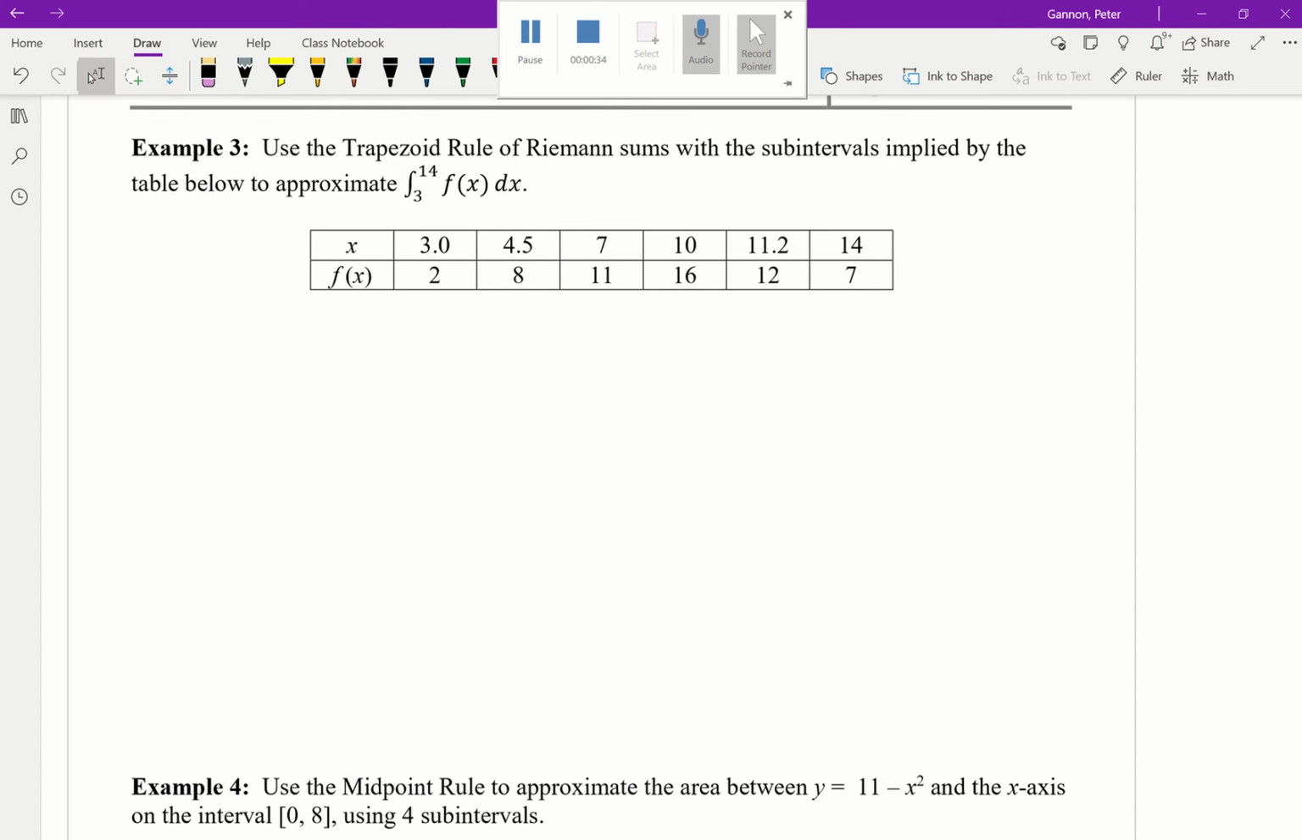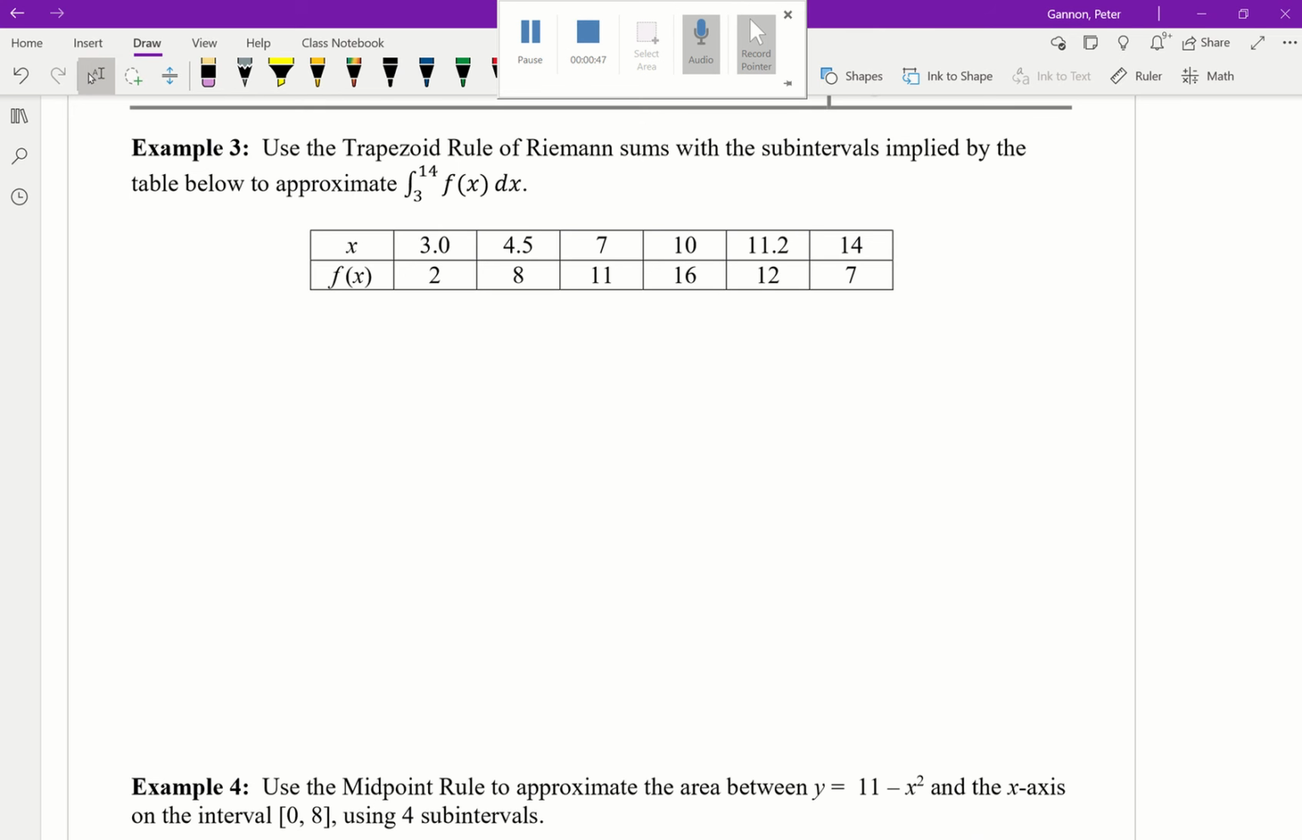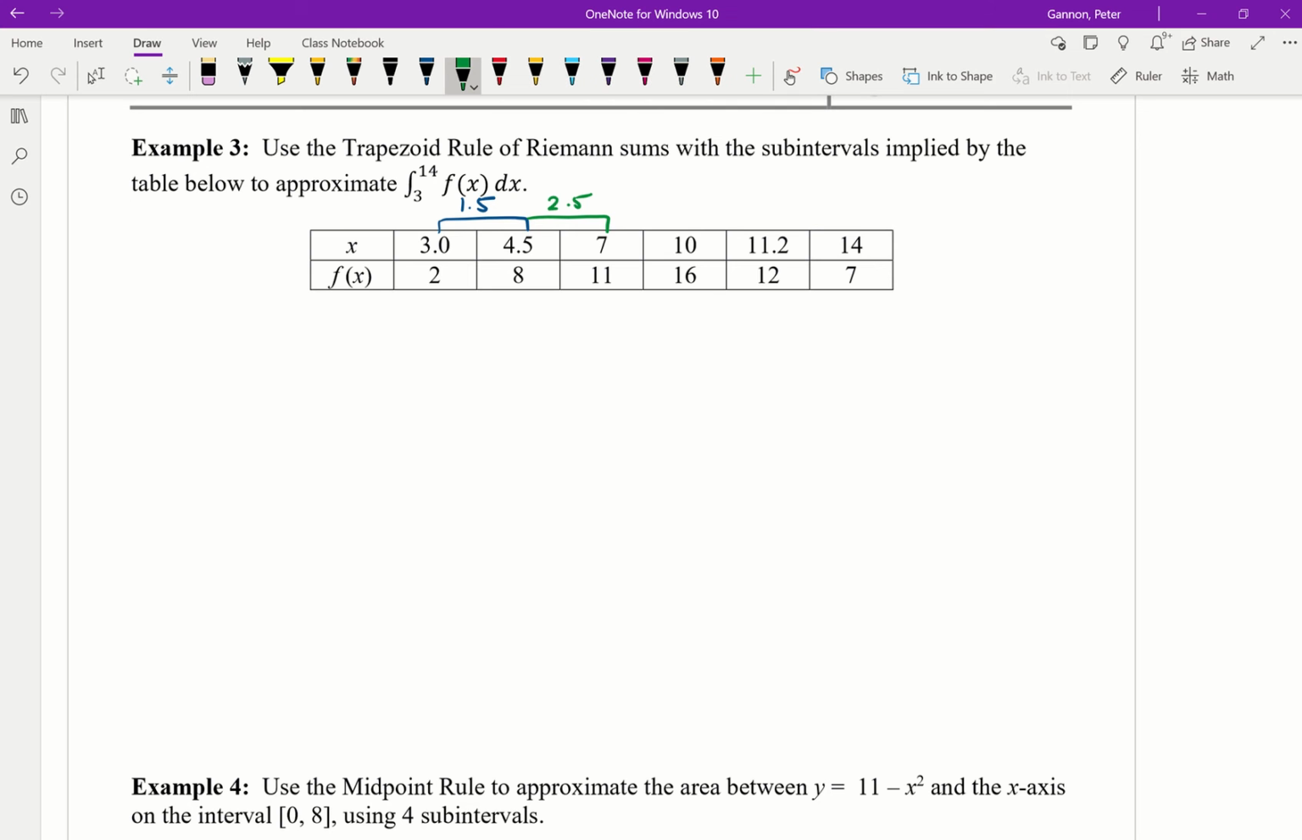All right, so when you're given a table of values like this, and it says to use the subintervals implied by the table, the first thing that we want to check is, are the widths the same? Okay, do they have the same width? So from here, my first interval is going from 3 to 4.5. That's a width of 1.5. My next interval is going from 4.5 to 7. That's a width of 2.5. So clearly they are not the same.